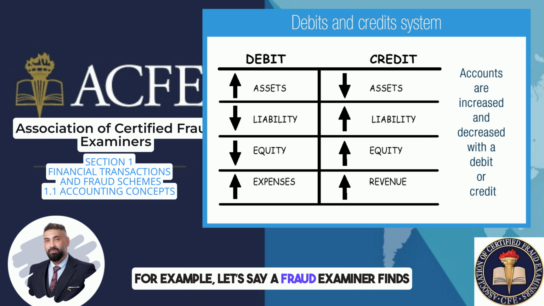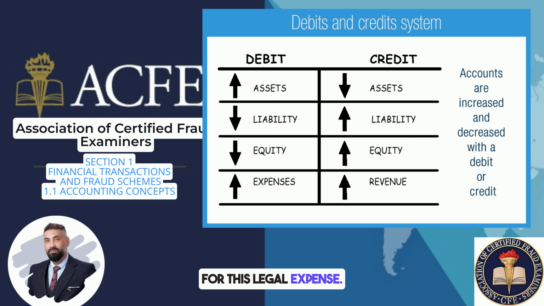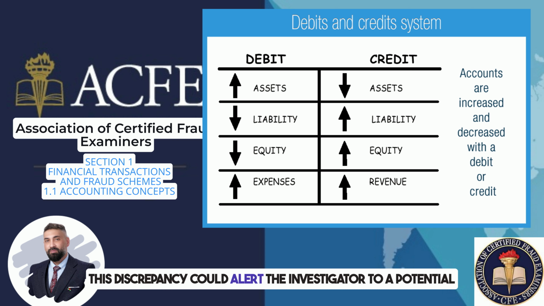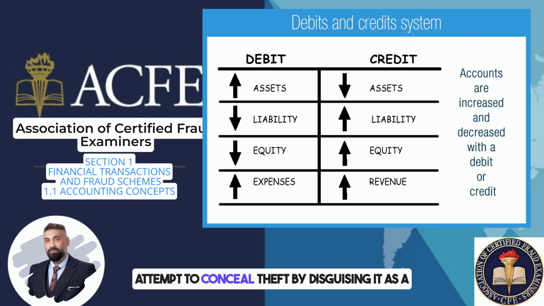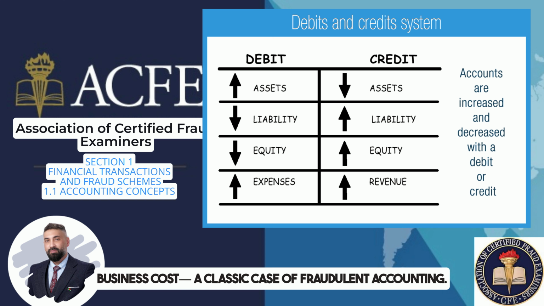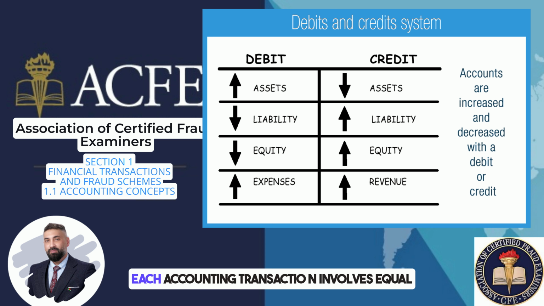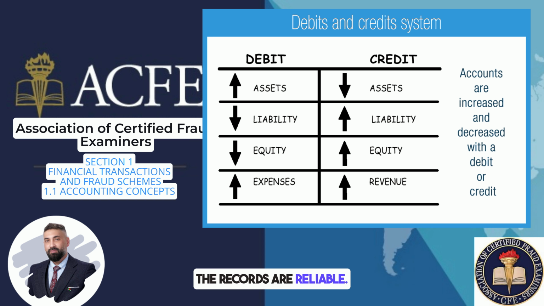For example, let's say a fraud examiner finds a $5,000 debit recorded as a legal expense and a corresponding credit to cash. There's no legitimate documentation for this legal expense. This discrepancy could alert the investigator to a potential attempt to conceal theft by disguising it as a business cost, a classic case of fraudulent accounting. Each accounting transaction involves equal debit and credit entries, which is why it's called double entry accounting. This meticulous balancing act ensures that the accounting equation remains accurate and the records are reliable.